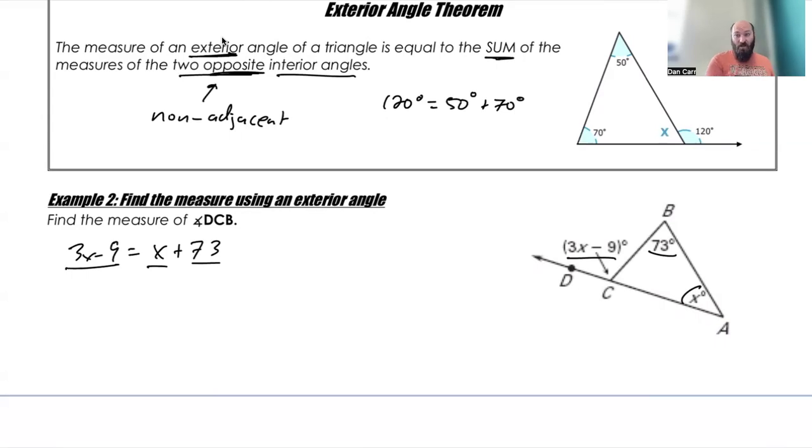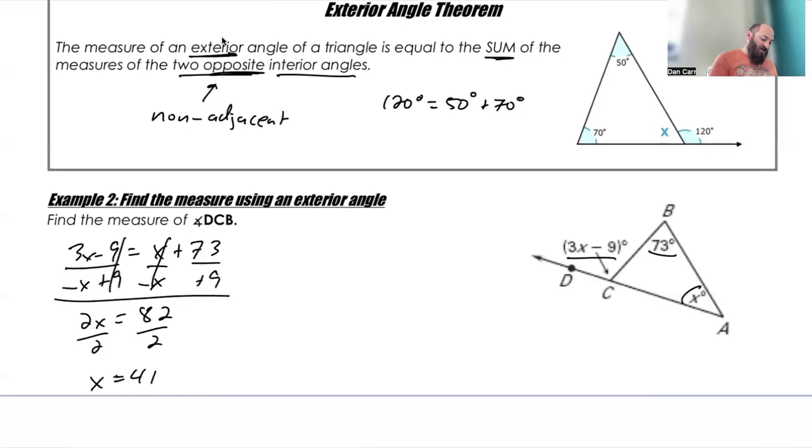Now it's just normal algebra problems at this point. So I could subtract x from both sides, and I could add 9 to both sides. That's gone, that's gone. I get 2x on the left side, 82 on the right. Divide both sides by 2, and I get x equals 41. So I want to find the measure of angle DCB here, which is my exterior angle. That is equal to 3 times 41 minus 9, which comes out to 114 degrees in the end.